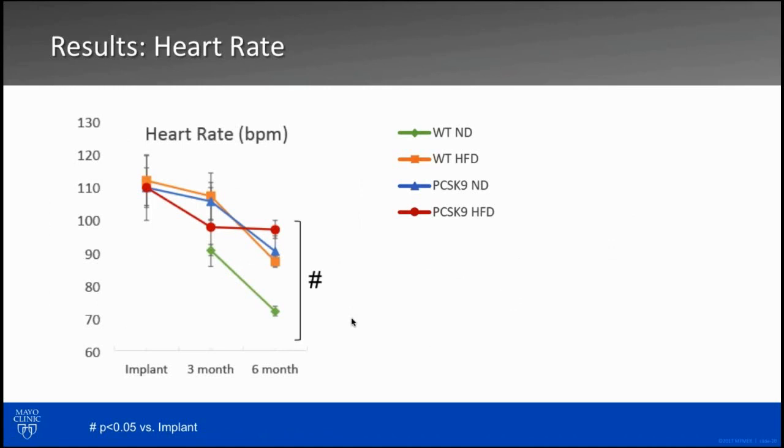These animals are young to start with, at 3 months of age when we started them on study. Over time, their heart rate did decrease, which is well known in younger animals, and as humans age, their heart rate tends to go down. We did see a significant decrease over time in our heart rates from baseline to 6 months. In addition, the normal diet wild type group was significantly lower than the other three at 6 months.